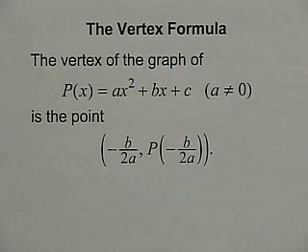The vertex formula. The vertex of the graph p of x equals ax squared plus bx plus c, where a is not equal to 0, is given by the point negative b over 2a, comma, p of negative b over 2a. So let's take a look at an example where we can use this formula.